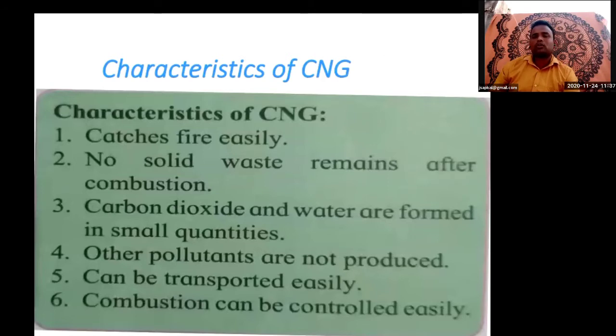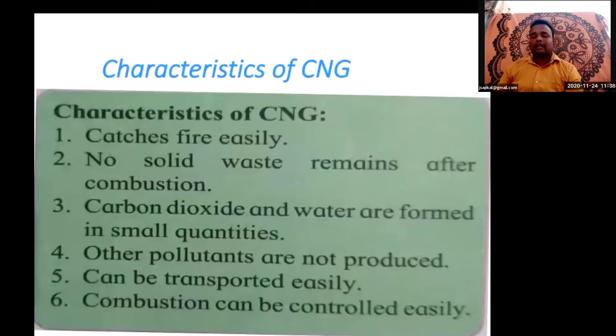Suppose you think about coal: when you burn coal, something is left behind, that is solid waste. But here, once you burn CNG or any gas, you will not get any solid waste. Carbon dioxide and water are formed in small quantities. The other pollutants are not produced. When you burn CNG, you will not get any type of pollution.